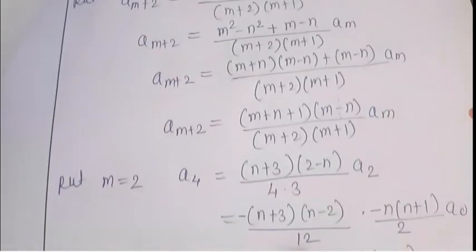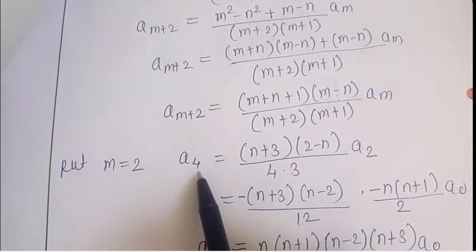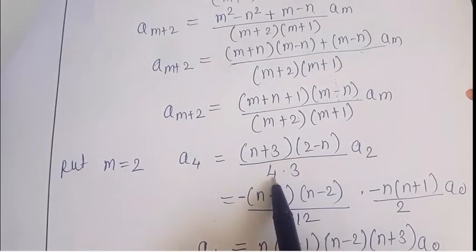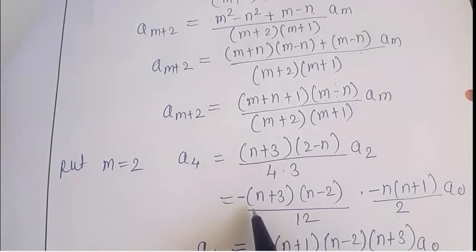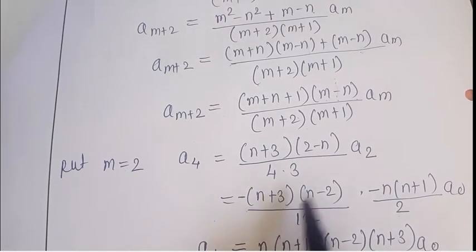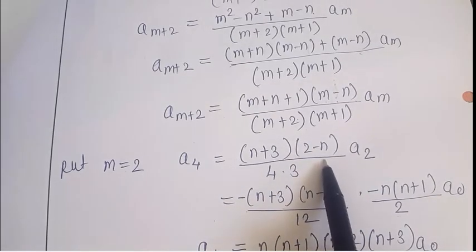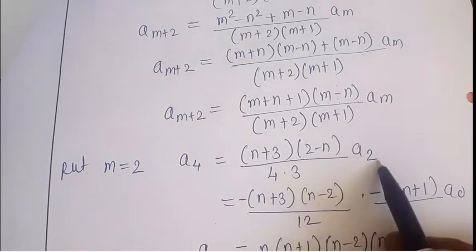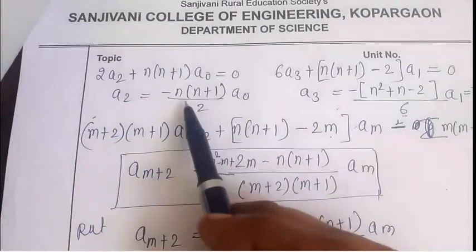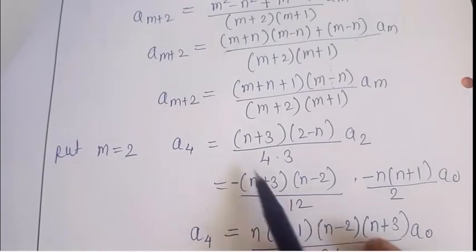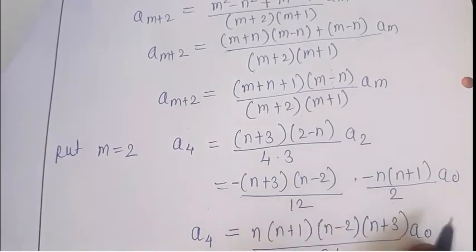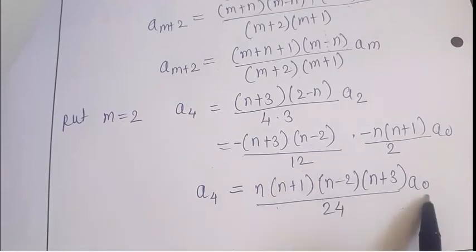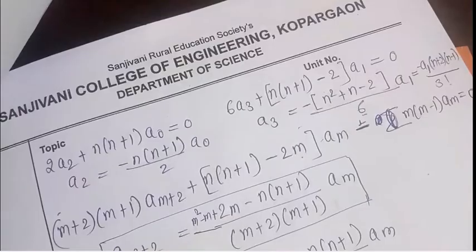Now put m equal to 2, 3, 4 to get the values. We get a4 equal to (n+3)(2-n) divided by 4 times 3 times a2, which can be written as minus (n+3)(n-2) divided by 12, taking minus common from the second bracket, multiplied by a2. a2 is in terms of a0: a2 is equal to minus n(n+1)/2 times a0. Substituting this value, we get a4 equal to n(n+1)(n-2)(n+3) divided by 24 times a0. This is the value of a4.